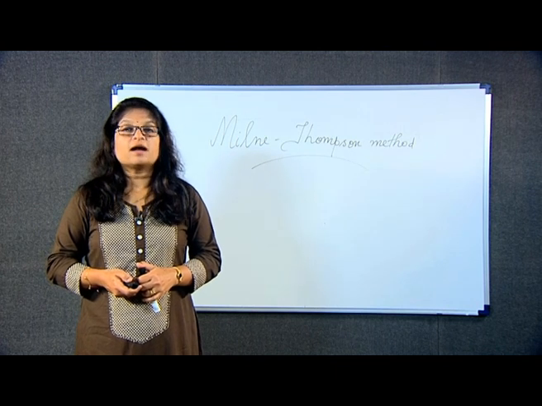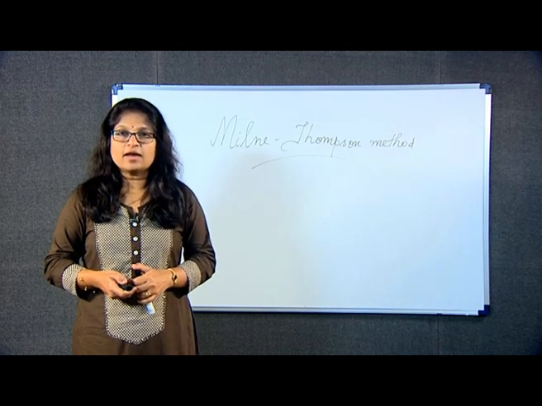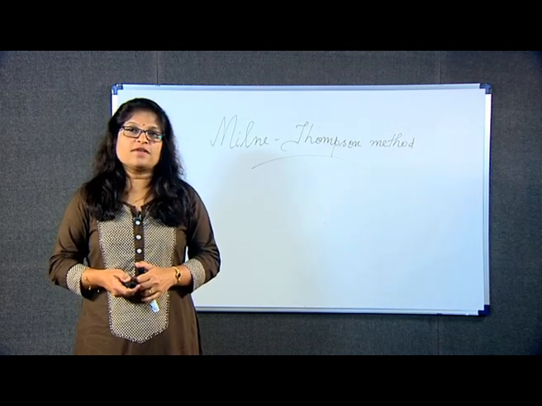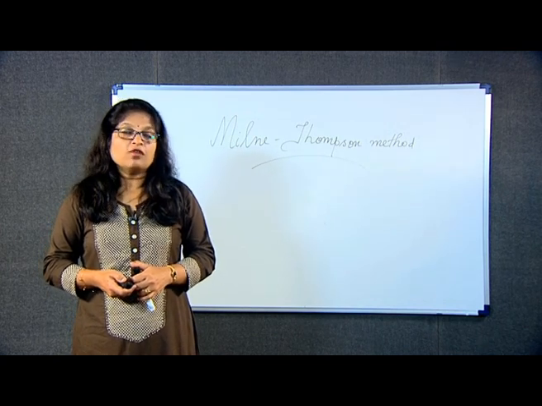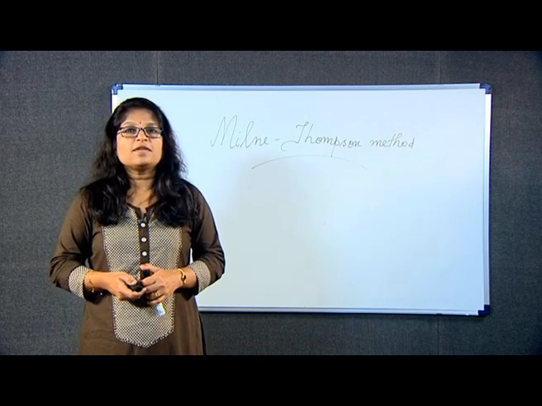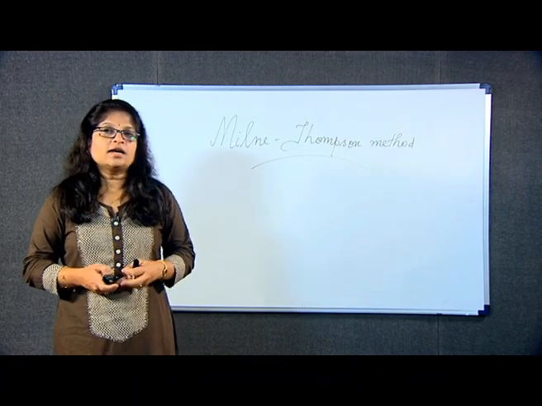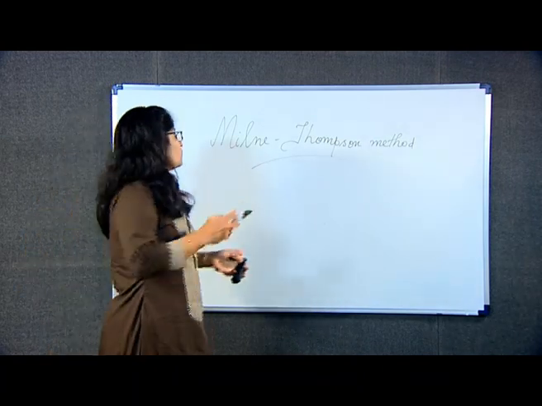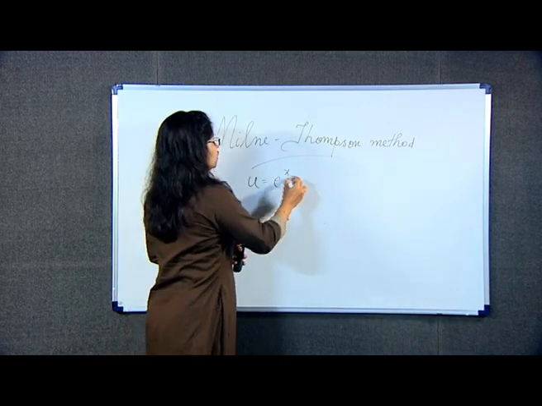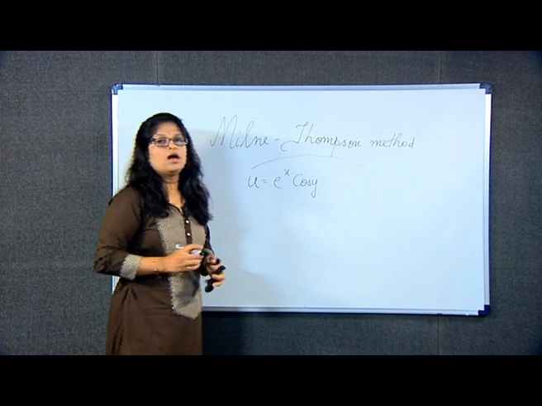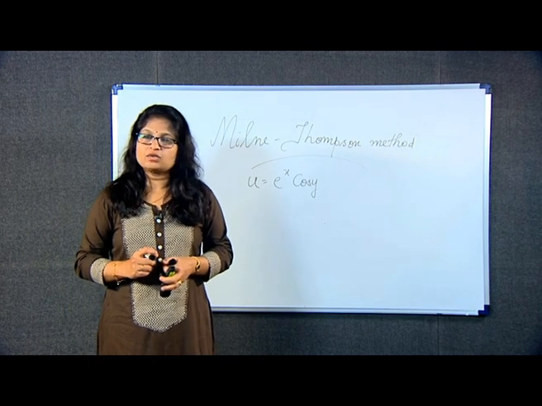So, this method becomes easy when you simply want to find f of z as a function of z if either u or v is given. So, let us see how to find an analytic function if the real part is given. Say for example, we will consider a function u. So, u is given to you, that is u is e raised to x cos y.